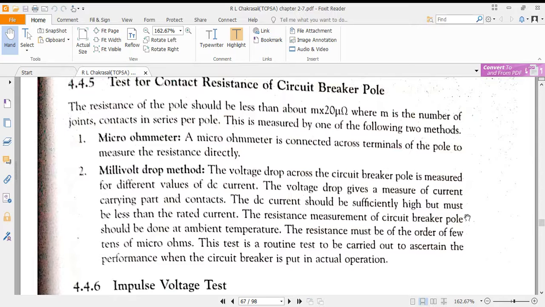No, sir. When current is high, resistance is low, sir. Mm, no. For the circuit breaker pole, what is expected? Should the resistance be small or high? Low or high is the question.